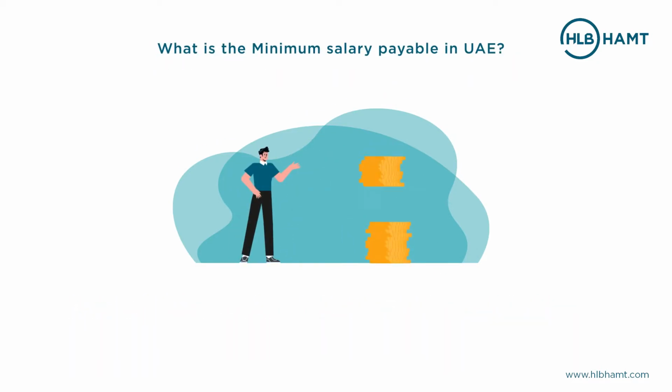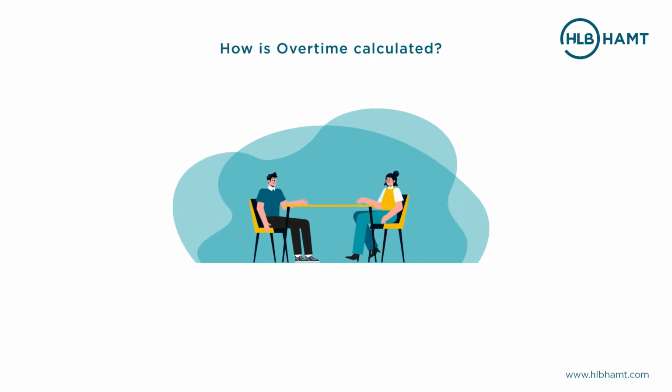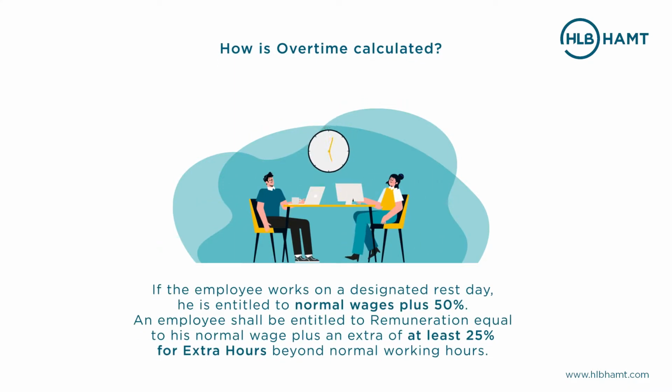What is the minimum salary payable in UAE? There is no minimum salary payable in UAE. How is overtime calculated? If the employee works on a designated rest day, he is entitled to normal wages plus 50%. An employee shall be entitled to remuneration equal to his normal wage plus an extra of at least 25% for extra hours beyond normal working hours.